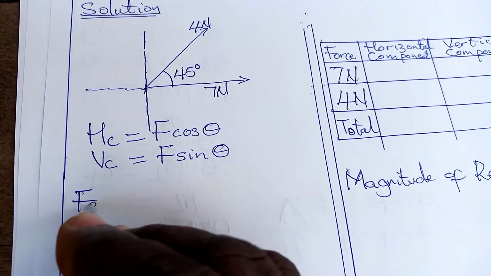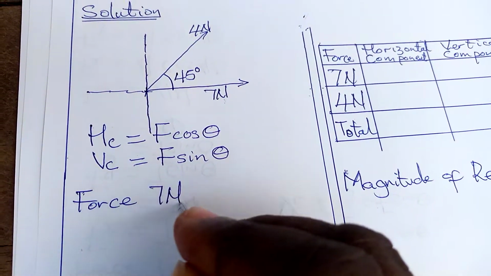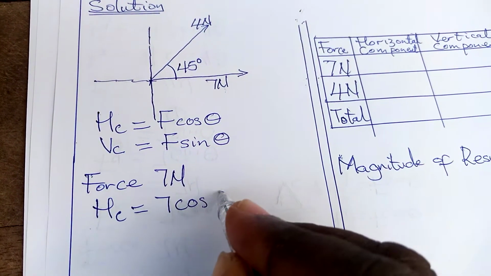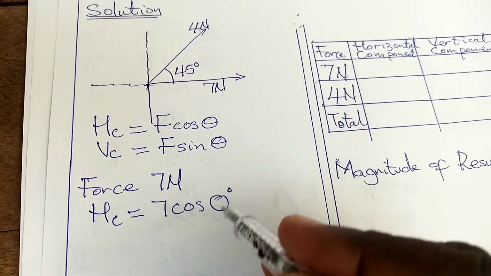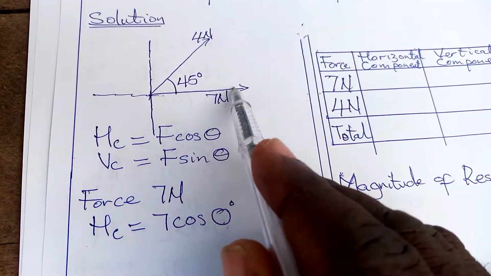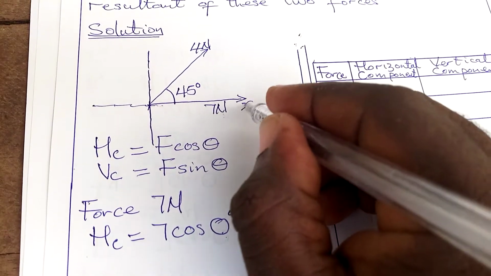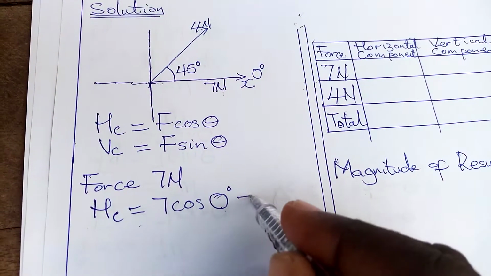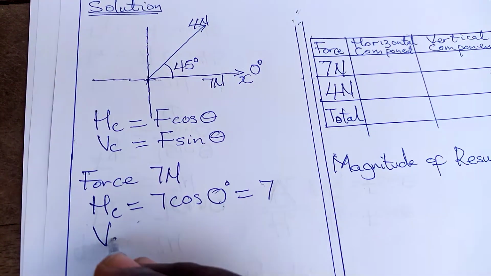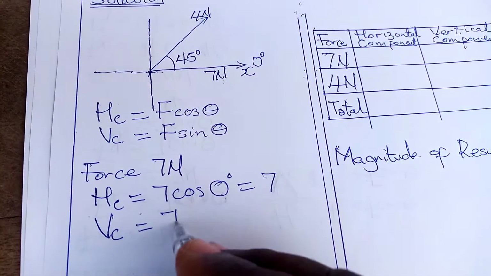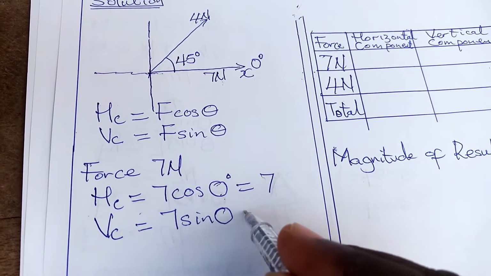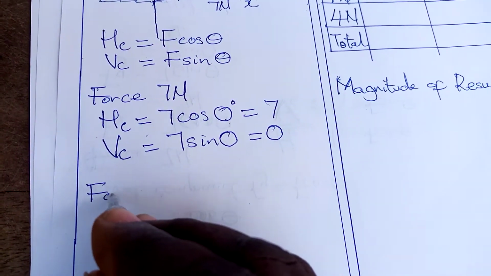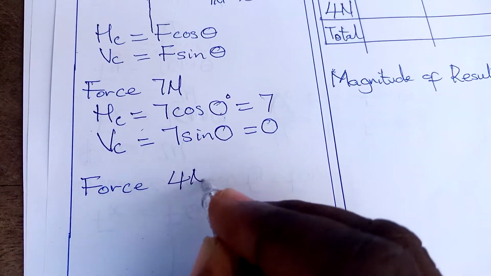For force 7 newton, the horizontal component is going to be 7 cos 0. How do we get 0 degrees here? The 7 newton is along the x-axis. Therefore, the angle here is 0 degree. Here we are going to get 7. The vertical component of force 7 will give us 7 sine 0. This will give us 0. So that is that.